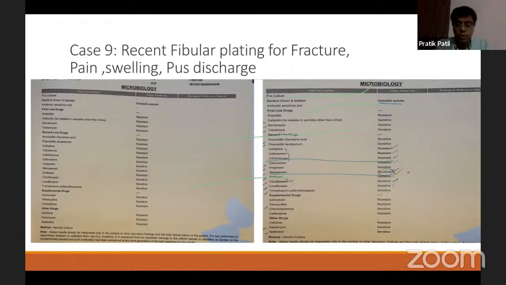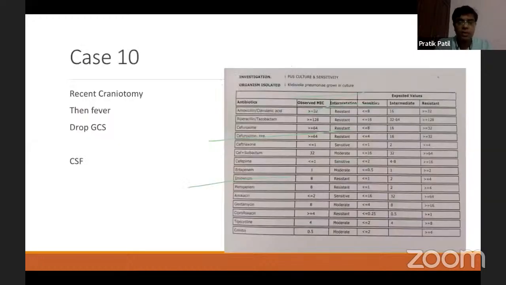So source control is an important thing. Just simply treating the cultures doesn't solve the problem. You need to address the source all the time. Now, this is another case where there was a recent craniotomy. Subsequently, the patient developed fever and a drop in the GCS, and the CSF was tapped and it showed MDR gram negative, as usual, Klebsiella. So this is basically a post-neurosurgical meningitis with resistant Klebsiella.